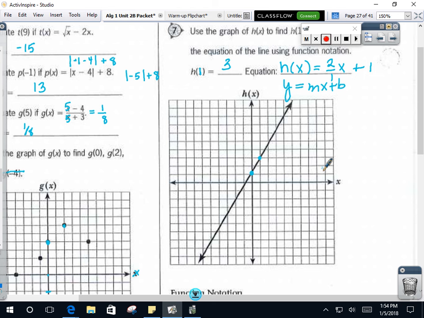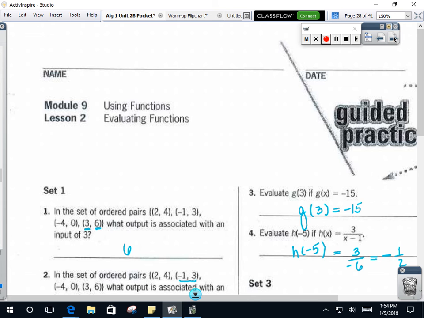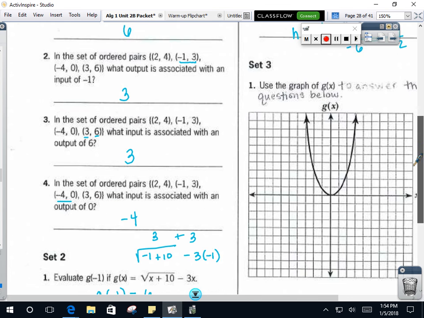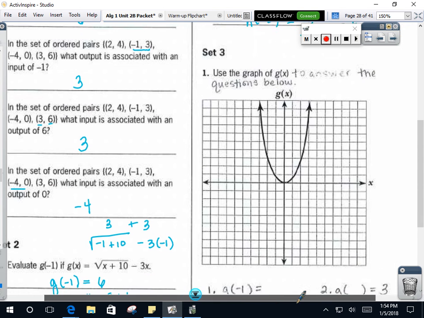Okay, now turn to page 27. There's nothing there. Okay, number 27, go over to set 3, number 1.